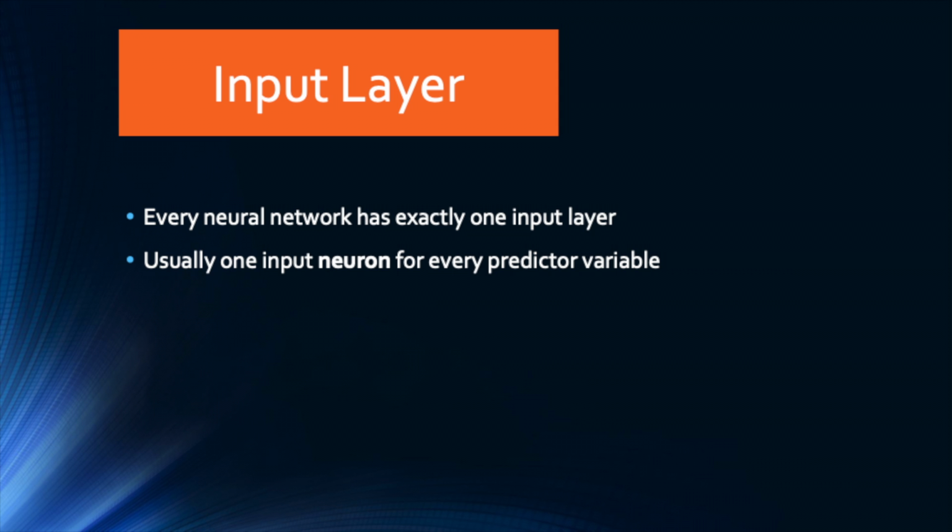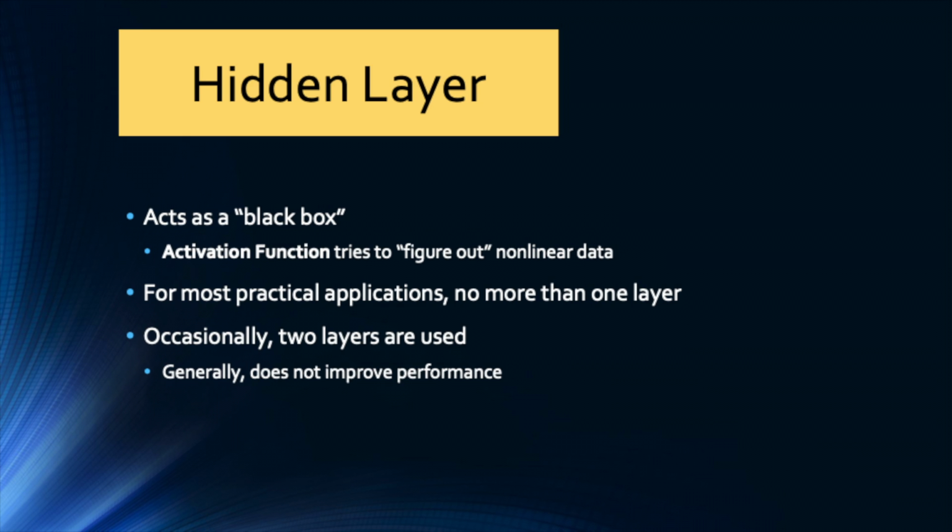Every neural network has exactly one input layer. It usually has one input neuron for every predictor variable. So in the house or tree example, we have two pieces of information about it, the shape and the color, so we will have two neurons. In the case of tabular data, something more common, the number of input neurons matches the number of columns in the input array. It is challenging to understand sometimes what goes on in the hidden layer because it acts sort of like a black box.